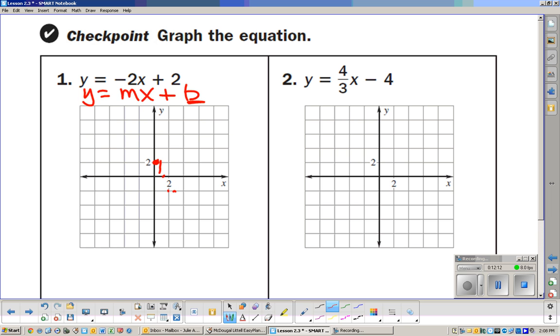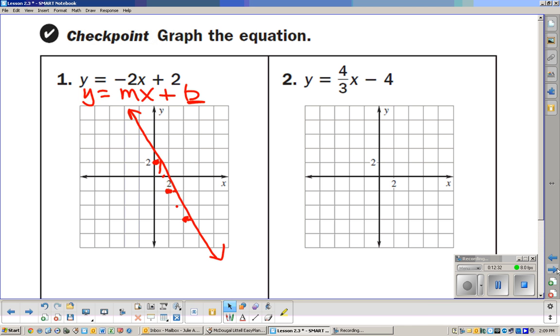Oh my goodness, my board is so off, I can't do this. Down 2 over 1, down 2 over 1. So I'm going to end up there. So there's your line. Get out your straight edge. It's going to look something like that. I apologize how off my board is, but you can get the idea.